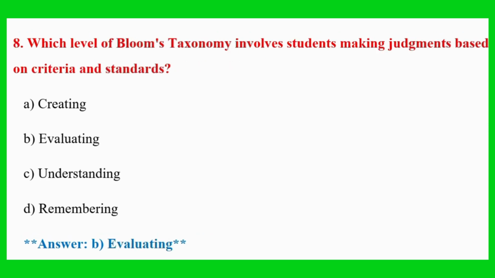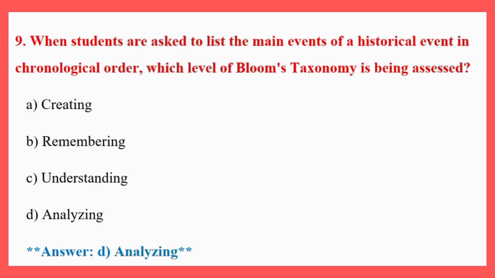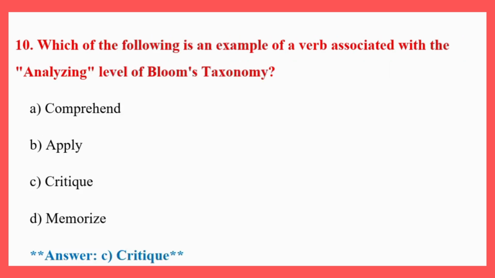Question number 8. Which level of Bloom's taxonomy involves students making judgments based on criteria and standards? Answer: evaluating. Question number 9. When students are asked to list the main events of a historical event in chronological order, which level of Bloom's taxonomy is being assessed? Answer: analyzing.